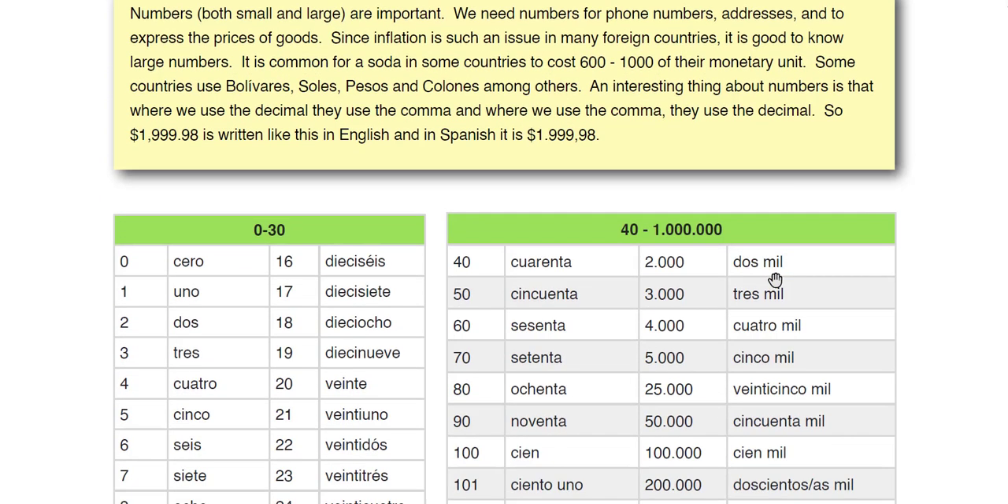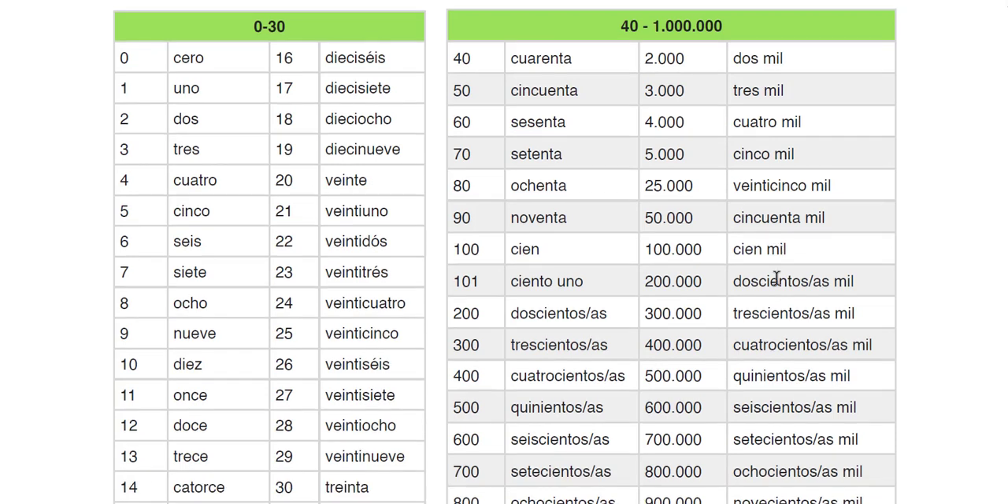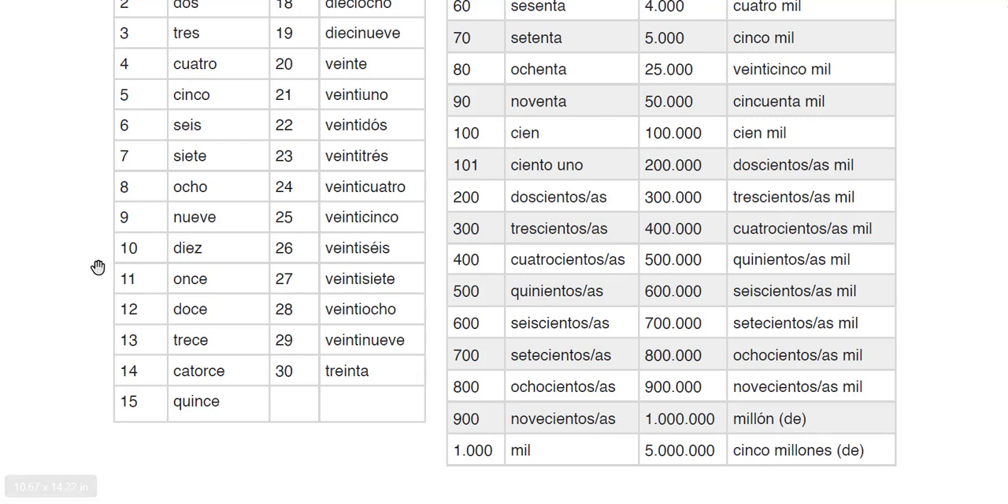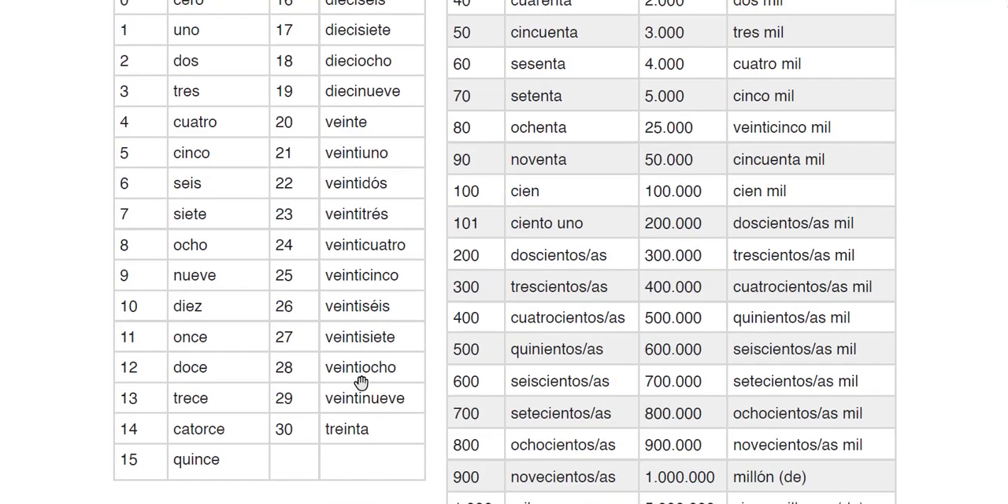Now, we've covered 0 through 60 in previous chapters. So let's just run through these, kind of review the numbers that we already know, and jump into big numbers. So 0 through 30, we have 0, 1, 2, 3, 4, 5, 6, 7, 8, 9, 10, 11, 12, 13, 14, 15, 16, 17, 18, 19, 20, 21, 22, 23, 24, 25, 26, 27, 28, 29, and 30. All right, so there's 0 through 30.